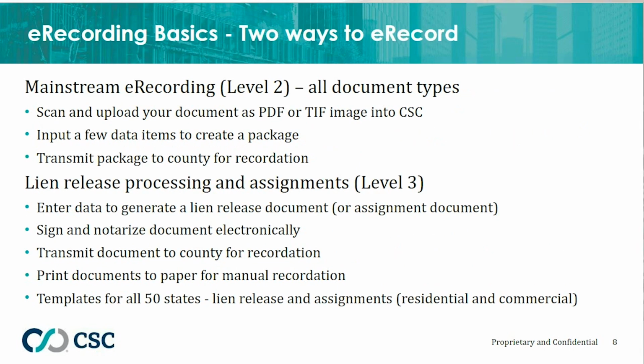Thanks, Andy. So using our eRecording system, there's 2 ways that you can eRecord. The first is our mainstream service. We call it Level 2. Level 2 can be used for all document types. And this is the method of eRecording that the vast majority of our customers use. Very simple. You scan your document to a PDF or TIFF image. You upload your document into our system. You input a few data items to create a package, and then you transmit that package, which is the document and a few data items, to the county for recordation.